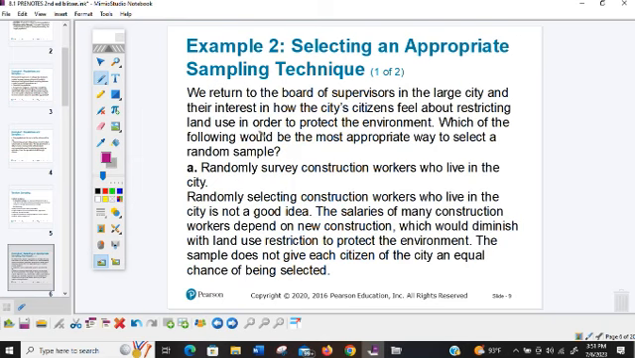All right, so here's a sampling technique. We're going to return to the Board of Supervisors in a large city, and they're interested in how the city's citizens feel about restricting land use in order to protect the environment. Which of the following would be the most appropriate way to get a random sample? So A, randomly surveying construction workers who live in the city. Well, that's not the best idea because construction workers depend on new construction. And that would diminish with land use restrictions. So they may vote towards their interest. They don't want to put aside and protect the environment because they want more money.